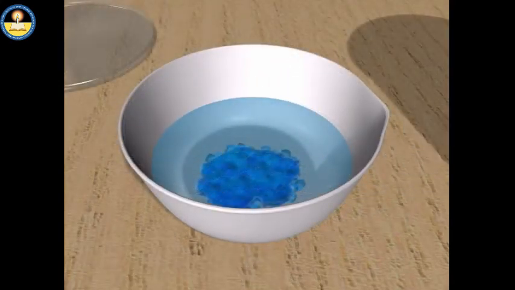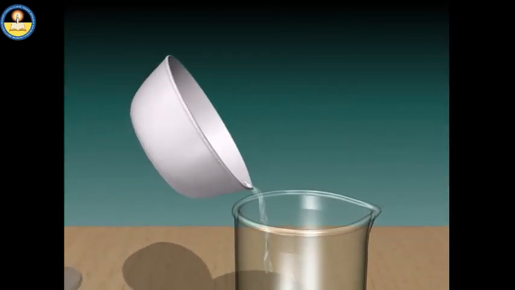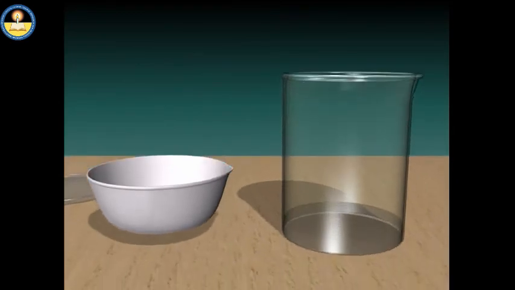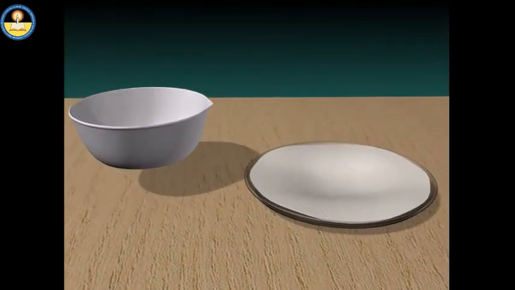What do you observe in the china dish? Crystals of copper sulfate will be obtained. Do the crystals look alike? Yes, all the crystals look alike. The crystals can be separated from the solution by filtration. The crystals are then dried on a filter paper.